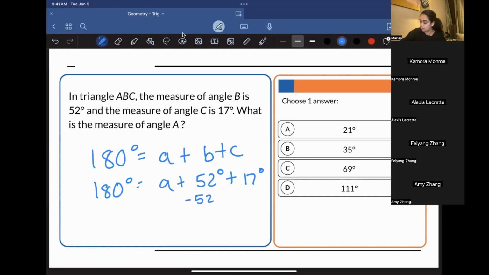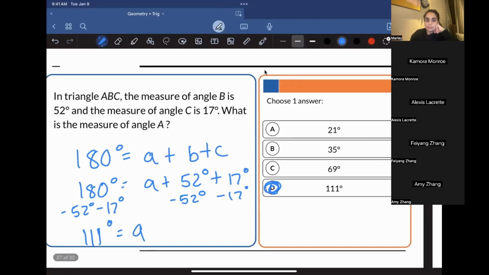minus 52 degrees, minus 17 degrees. And if you do the math, you can totally use your calculator. A is 111 degrees, which gives us answer choice D. Let me see if there's any questions here. None. All right, we're gonna move on. Good job.